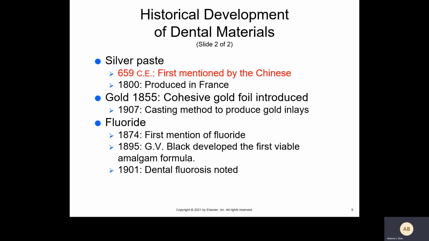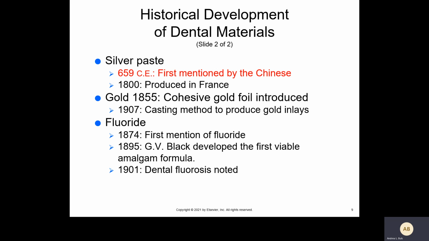In 659 CE, this was when the Chinese used a silver paste. This was first mentioned back then. And silver paste was produced in the 1800s in France. In 1907, a casting method was used to produce some gold inlays. Fluoride was first mentioned in 1874. In 1895, this is just kind of a timeline as things were developing.